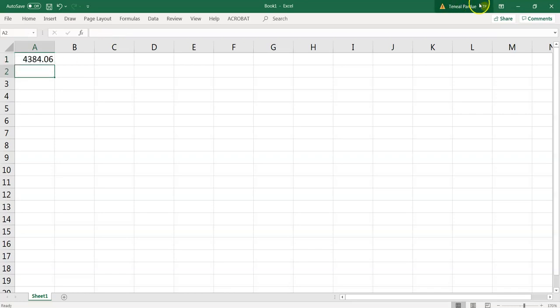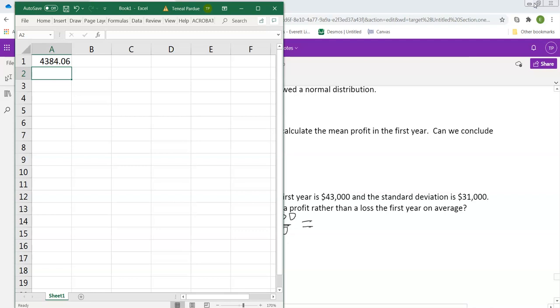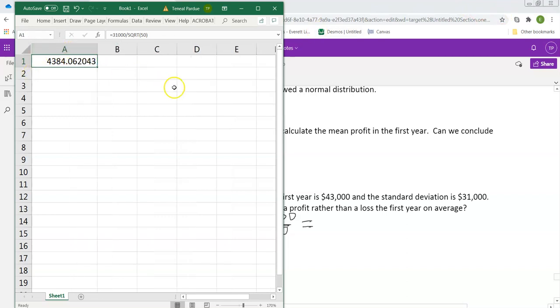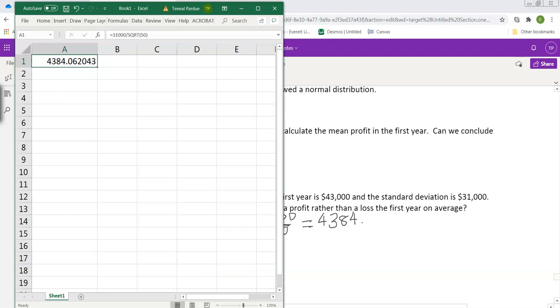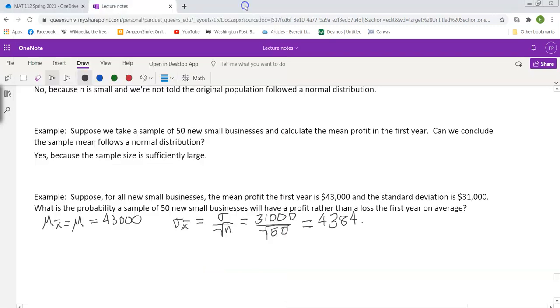And remember, in this class, all of our computations need to be done in Excel. So we're not using a calculator for anything. All right. And let's keep plenty of decimal places here. Let's round these to at least 3 decimal places. This is 4384.062.